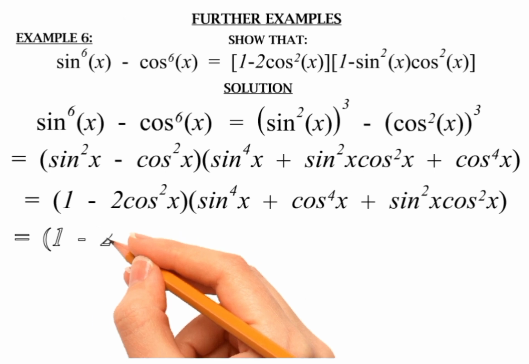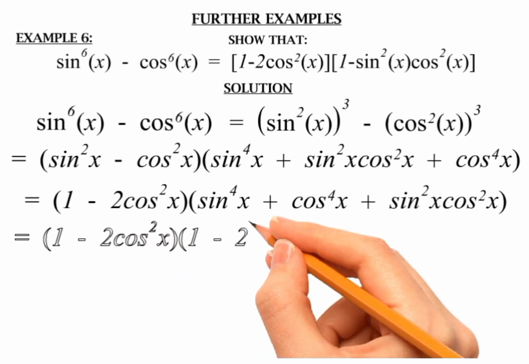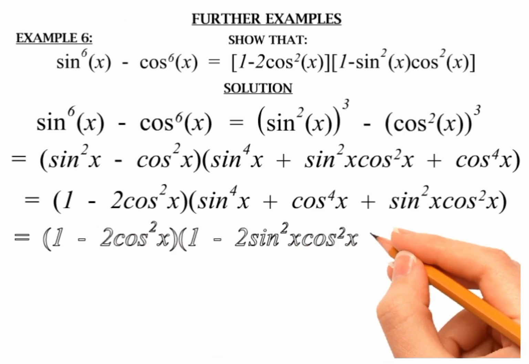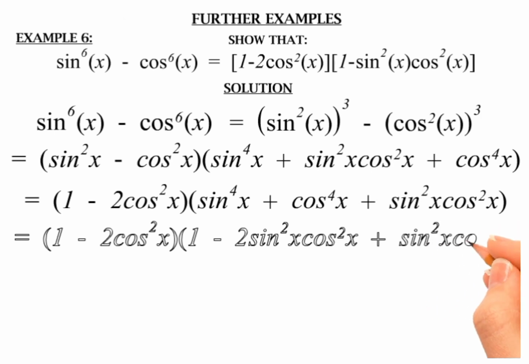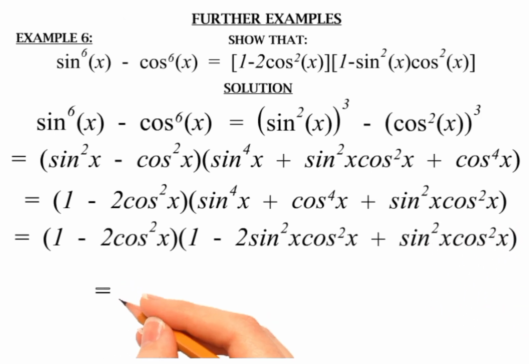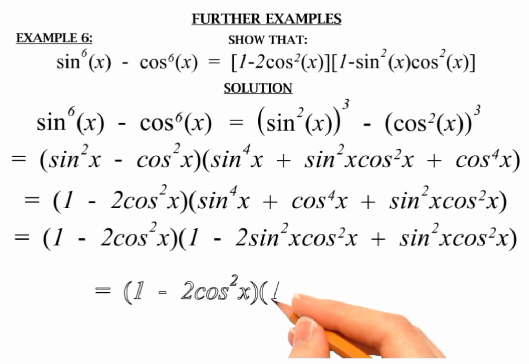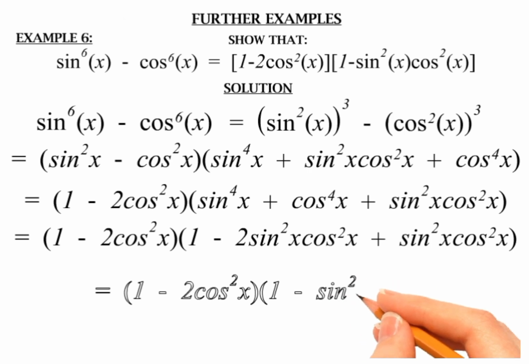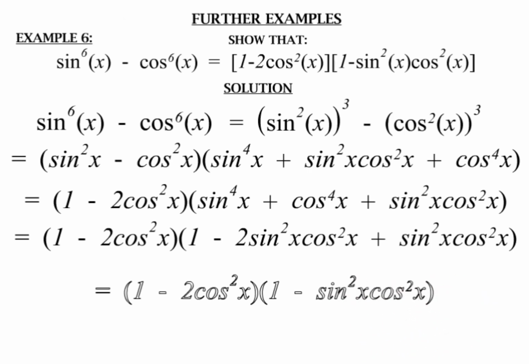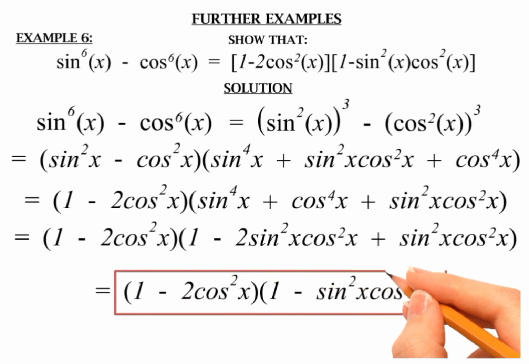This gives 1 minus 2 cos square x multiplied by 1 minus 2 sine square x cos square x plus sine square x cos square x. This simplifies down to 1 minus 2 cos square x multiplied by 1 minus sine square x cos square x. This is perfectly what is on the right-hand side of the equation. Hence, the proof is complete.